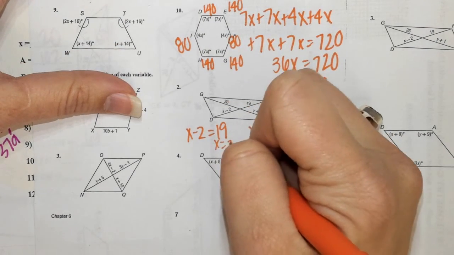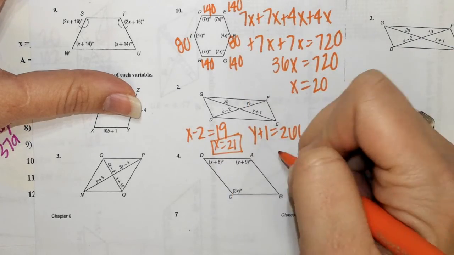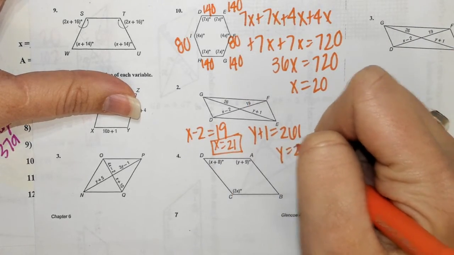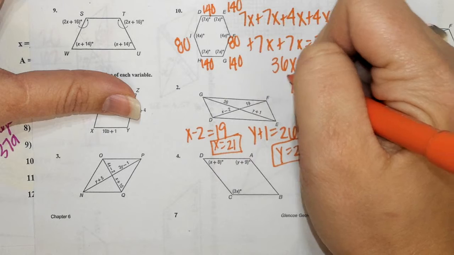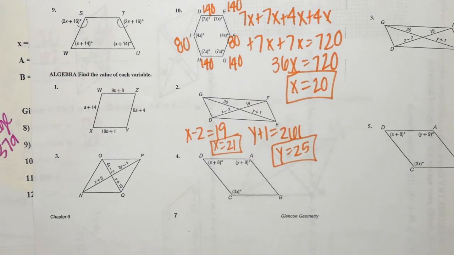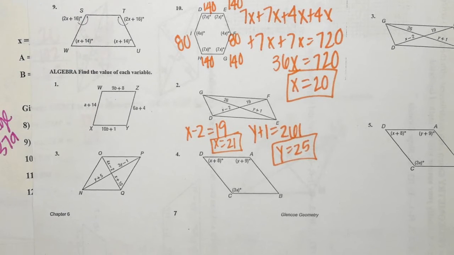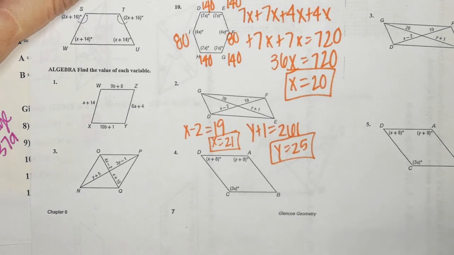X would equal 21, and y would equal 25. Should I circle my answer since this is tiny and we need to be able to see? Okay. It says find the value of each variable, right? Did we find the value of each variable? Then we're done and moving on.